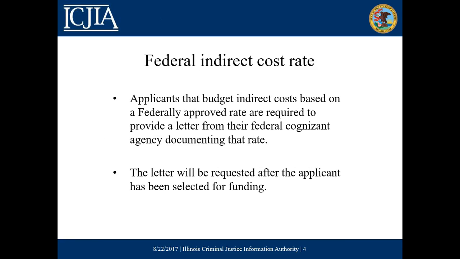Applicants that budget indirect costs based on a federally approved rate must provide a letter from their federal cognizant agency that documents that rate, and they must provide a current letter. Now, we're not asking you to submit the letter with your application. If your agency is selected for funding through the NOFO, your grant monitor will request that letter during the negotiation phase.